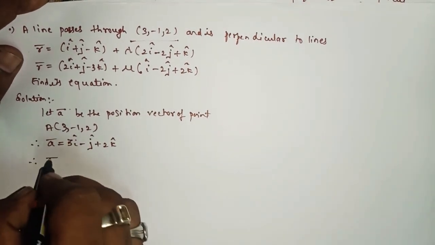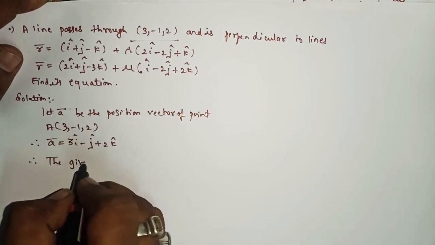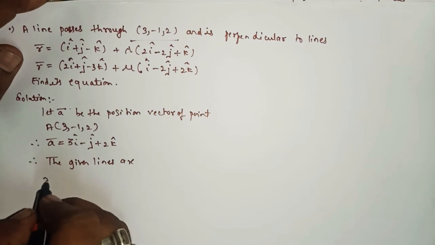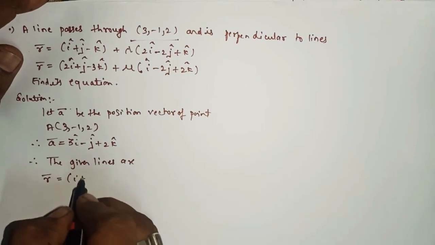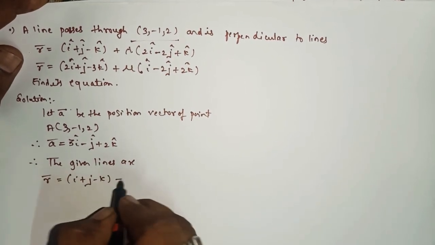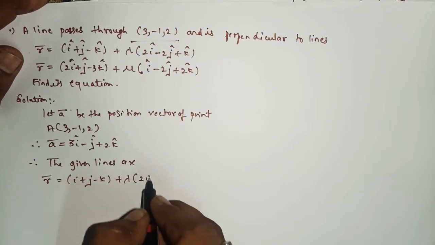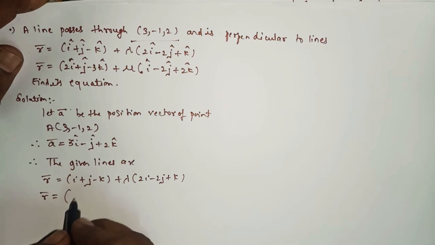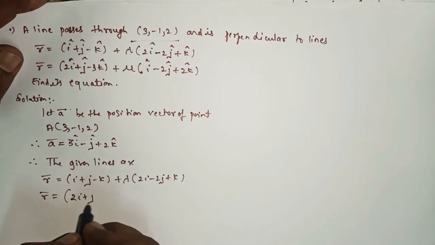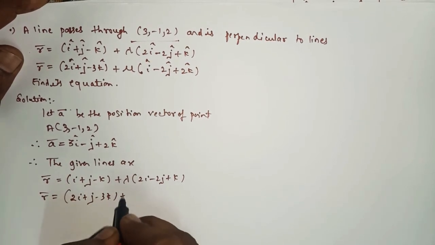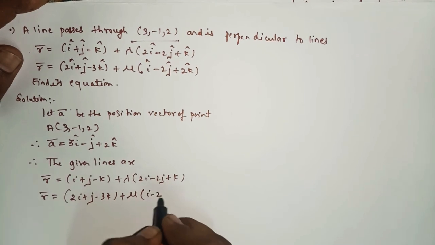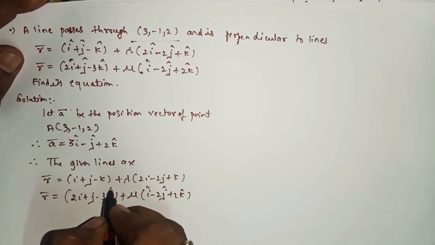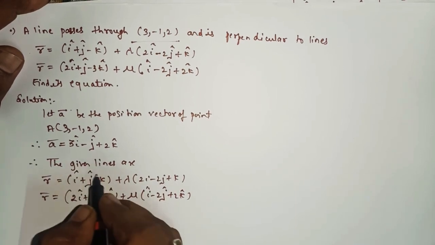After that we know that the given lines are: the first one is r equals i plus j minus k plus lambda times (2i minus 2j plus k), and the second equation is r equals 2i plus j minus 3k plus mu times (i minus 2j plus 2k). Don't forget to write the cap.